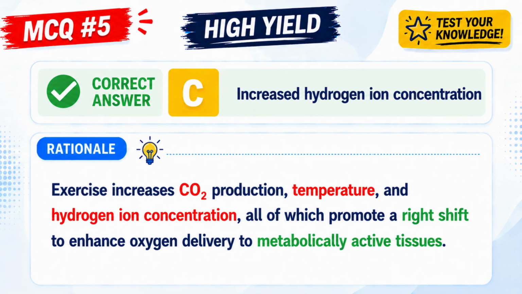Among all right-shifting factors, increased hydrogen ion concentration is the most significant driver during acute exercise. Immediate, proportional to metabolic activity, precisely targeted to the tissues consuming the most oxygen. The body's delivery system responding in real time to exactly where oxygen is needed.